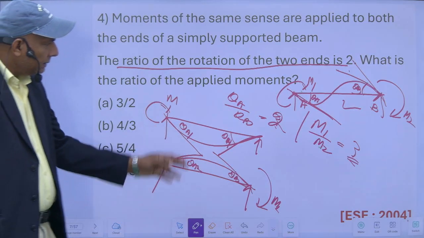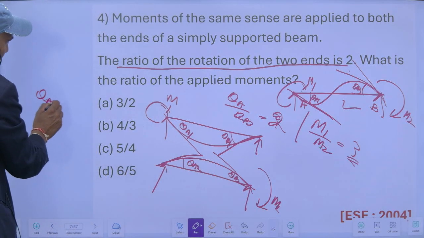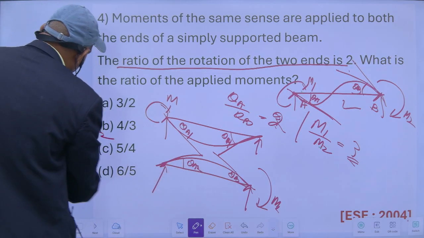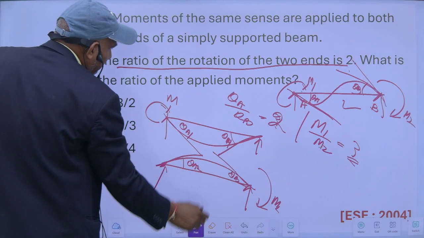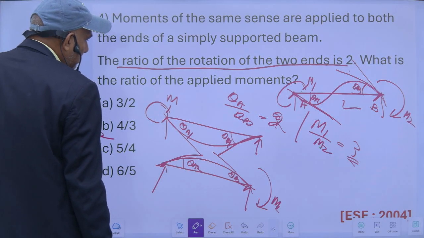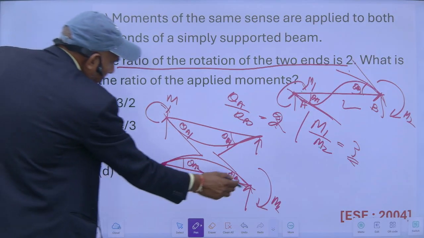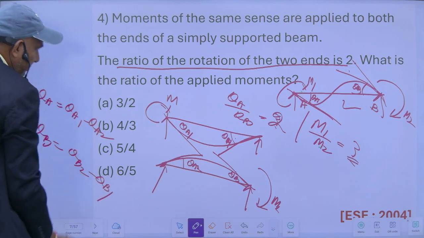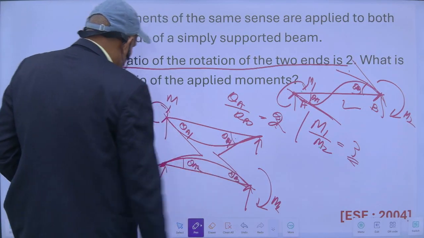Now my net theta A will be this minus this. Theta A is equal to theta A1 minus theta A2. Similarly, theta B will be theta B2, because of this and this, minus theta B1. So this minus this. Obviously, this will be more, this will be less.